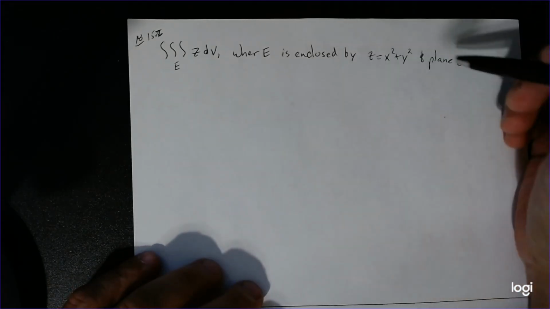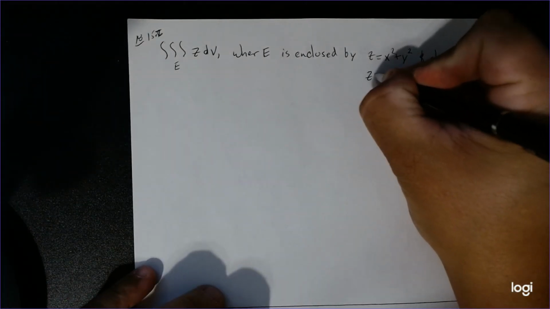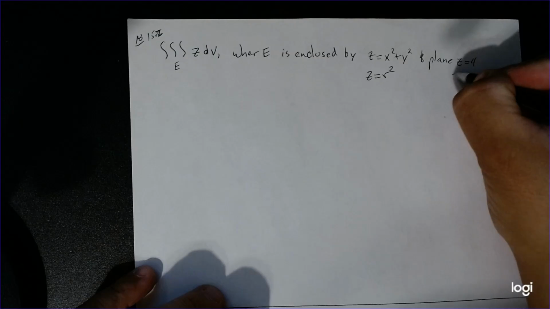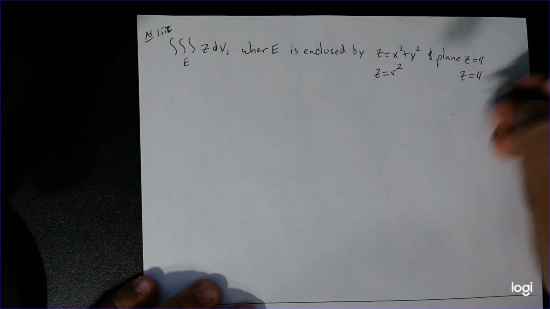So again, polar, we have x squared plus y squared. We have a paraboloid. So we know z is equal to r squared. We also know z is equal to 4 based off that scenario here. So there's our bounds.